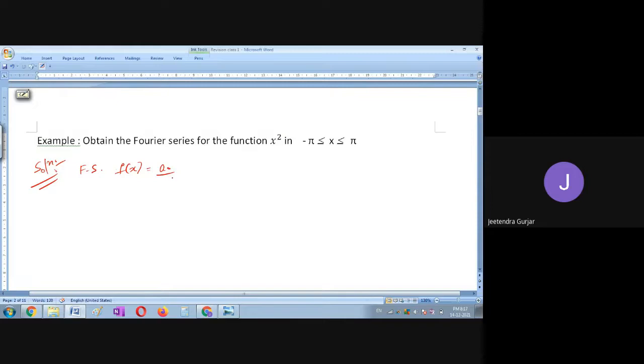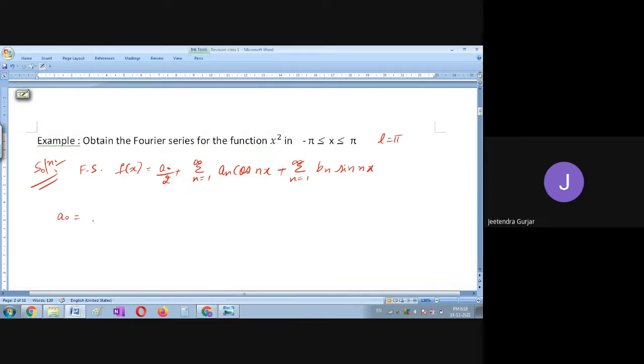a naught upon 2 plus summation n=1 to infinity a_n cos nx, because here you can see L, the length of this series, is pi, so pi and pi will get cancelled. You will get nx plus summation n=1 to infinity b_n sin nx. Then immediately we go for a naught, solving a naught.